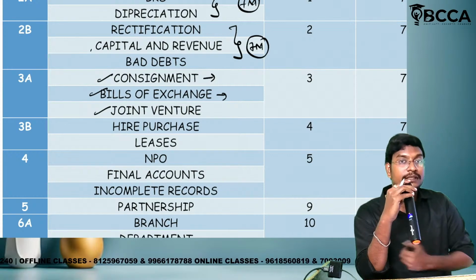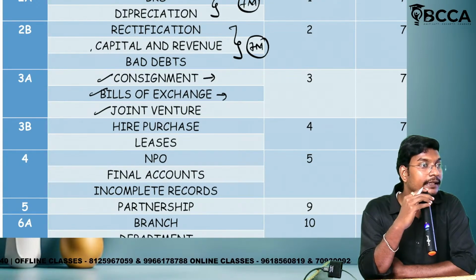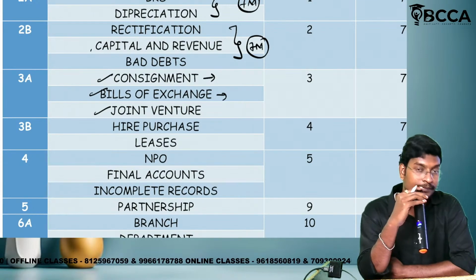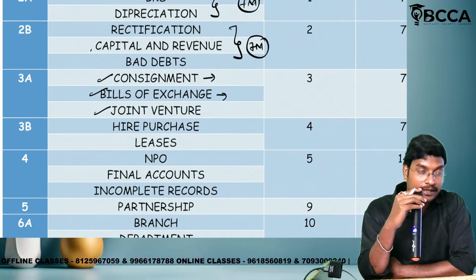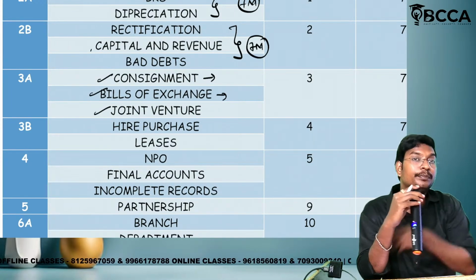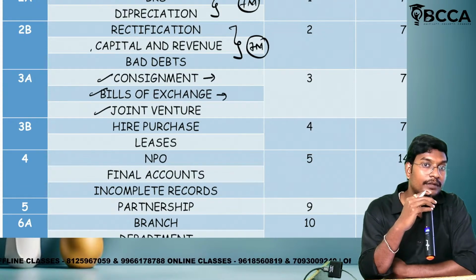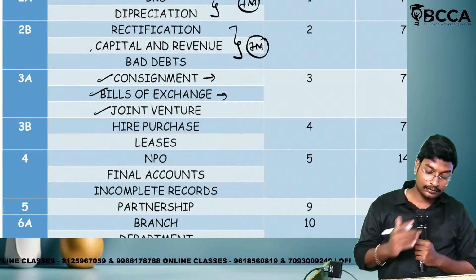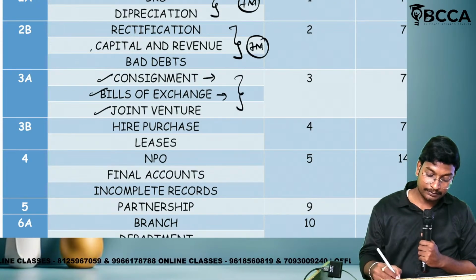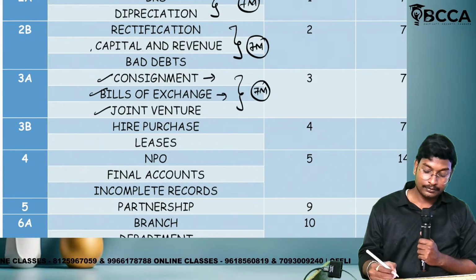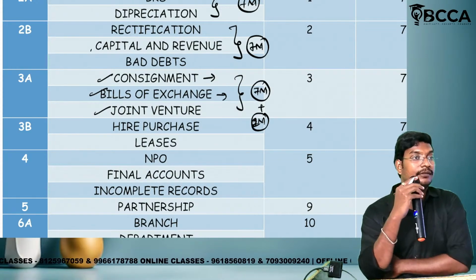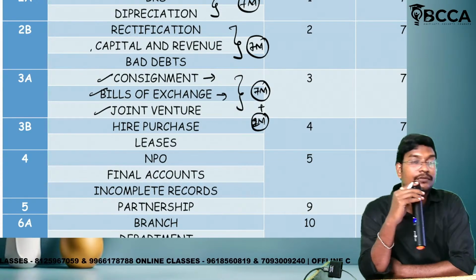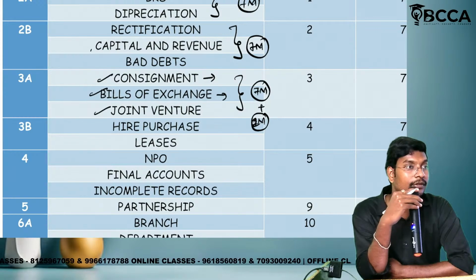The same question is repeatedly asked in the examination also. If you observe the previous examination of December 2024, they asked the accommodation bills. That previous attempt also they asked about the accommodation bills. So from these 3 topics, how many marks will we get? 7 marks, plus 1 MCQ. Totally 7 plus 2, 9 marks they will ask from consignment or bills of exchange.